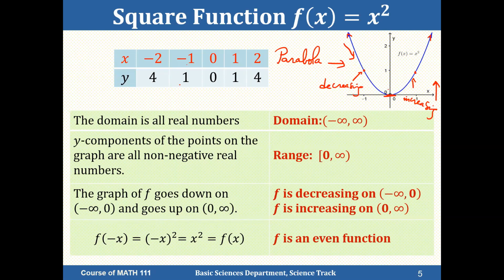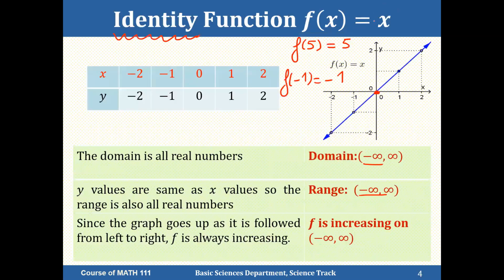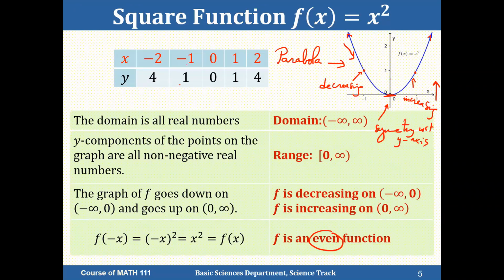This function has a symmetry with respect to the y-axis. It is an even function. f of minus x equals f of x. The minus has no effect because we have a square. The previous example, the identity, is an odd function, so we have symmetry with respect to the origin. For the square function, it is an even function, x squared, and we have symmetry with respect to the y-axis. So f of negative x equals f of x here, since the minus goes with the square.